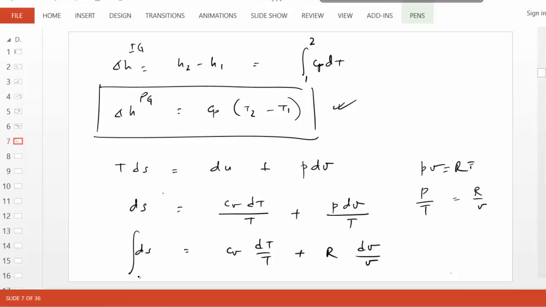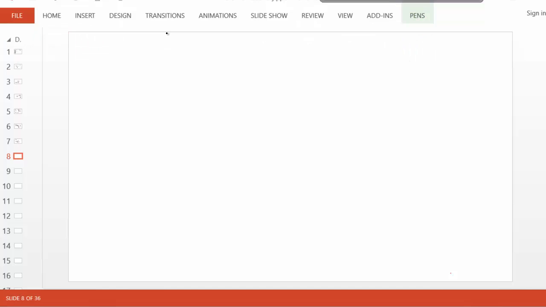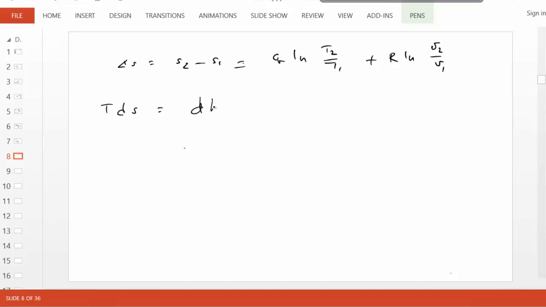If we integrate this from state 1 to 2, and recognize that for the PG model CV is a constant, the entropy equation becomes delta S, or S2 minus S1, is CV ln T2 over T1 plus R ln V2 over V1. Similarly, if we started from the other TdS relation, remember there are two TdS relations, TdS equals dH minus V dP, then we'll end up with delta S equal to S2 minus S1.